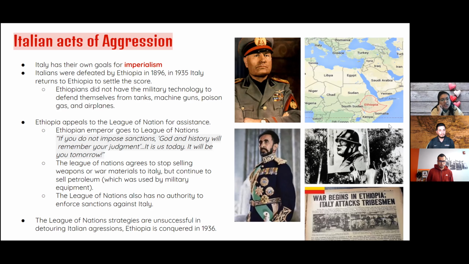Also, the League of Nations has no authority to enforce sanctions on Italy. They have no army. And as we saw in Japan, they can slap them on the wrists, but that's only going to do so much. The League of Nations does not become a powerful authority until later on in history.